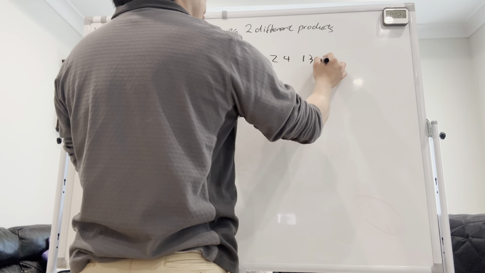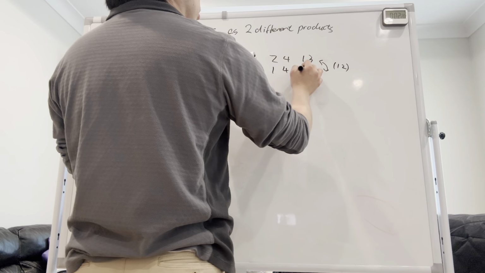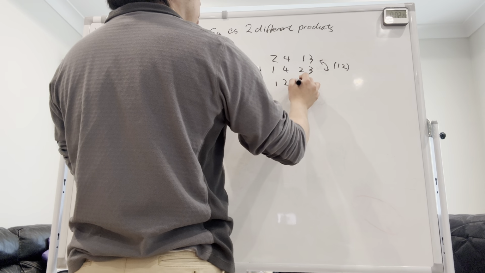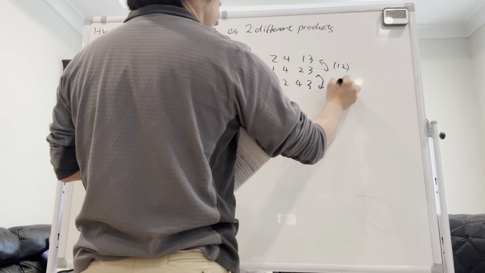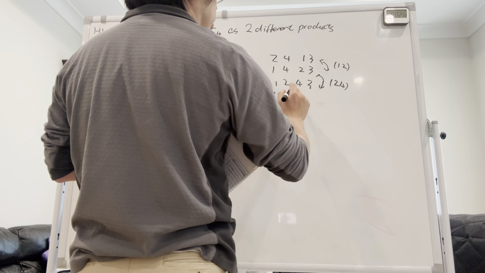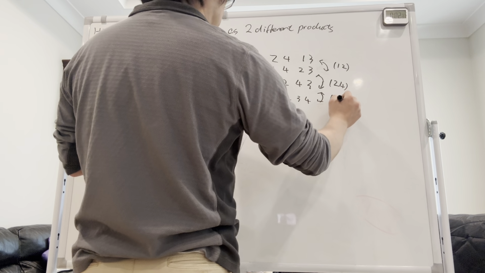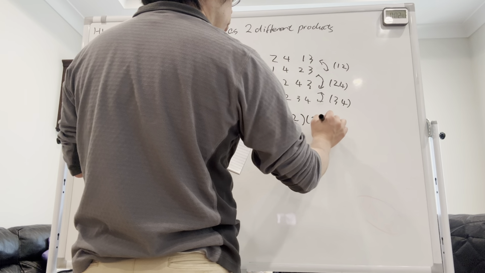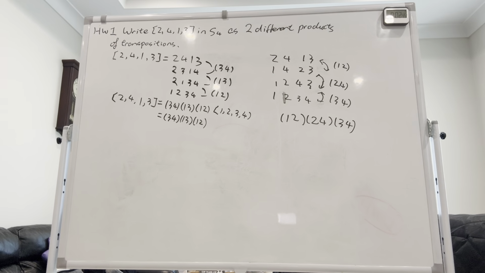Another way is you swap 1, 2. And then you swap 2 and 4. And then finally, you swap 3 and 4. So therefore, another way to do it is (1 2), (2 4), and (3 4). Any questions so far?